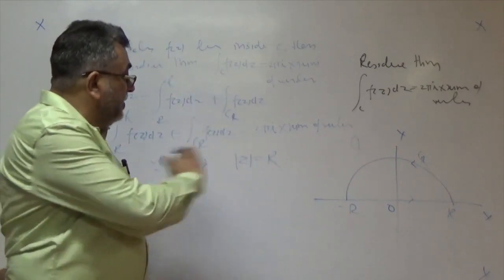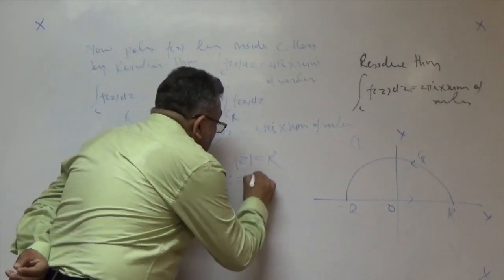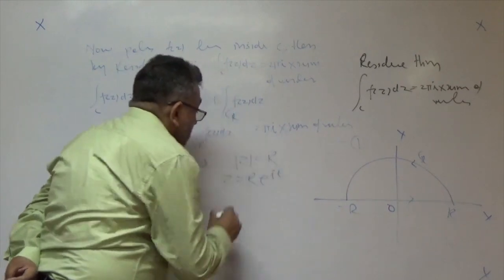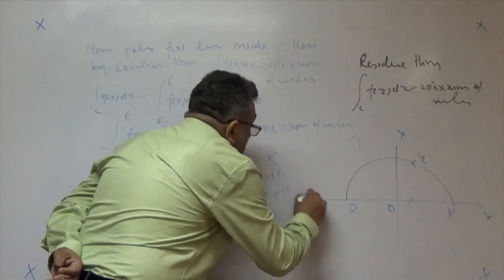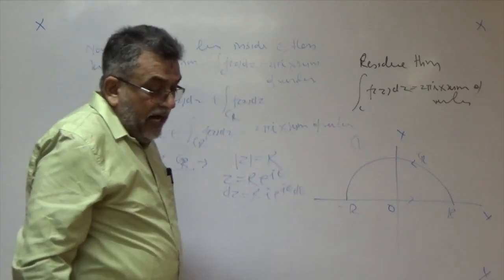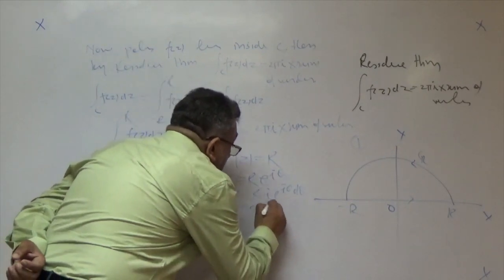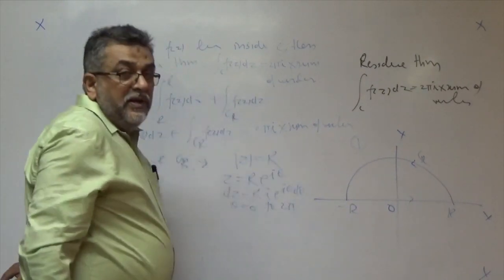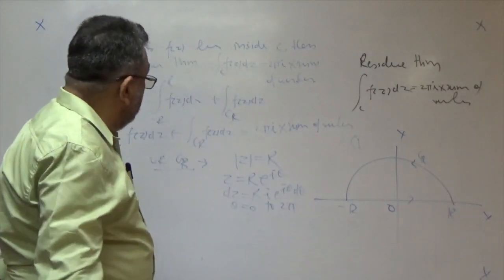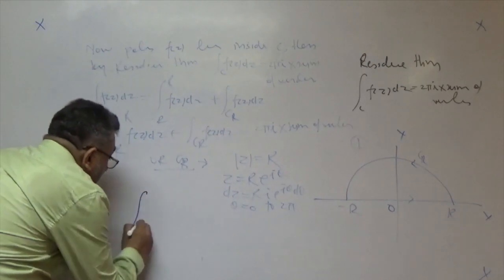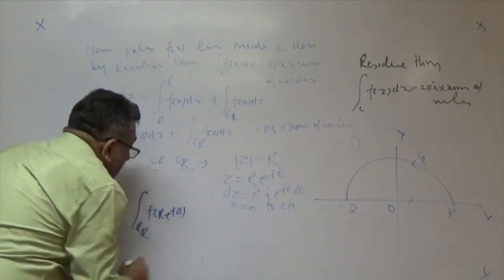If you change it into polar form, then you know that z equals R e^{iθ}, then dz equals R i e^{iθ} dθ, right? And for a circle, the limit is from θ equal to 0 to 2π. These are the transformations by which this integral over C_R becomes an integral of f(R e^{iθ}).